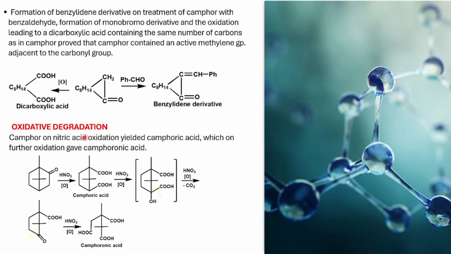Oxidative degradation: camphor on nitric acid oxidation yielded camphoric acid. Further, in the oxidation there is a substitution of a hydroxyl group. Further, in the oxidation we get a monocarboxylic acid along with a ketone, and on further oxidation we get the compound camphoronic acid.